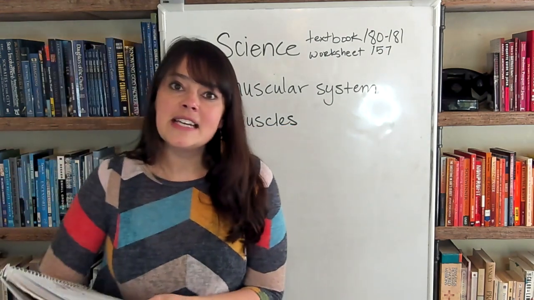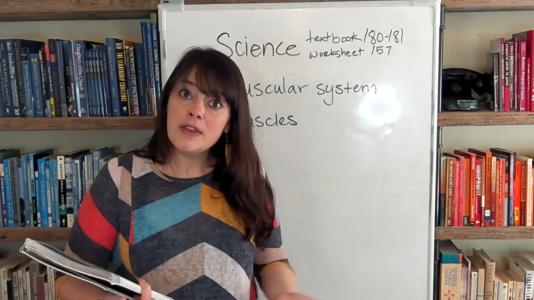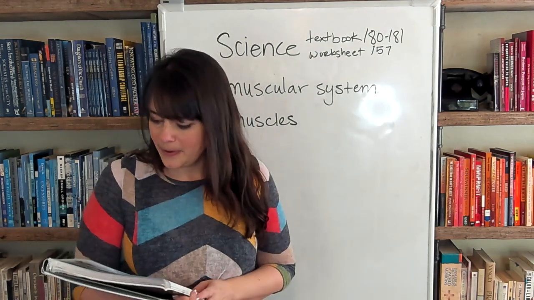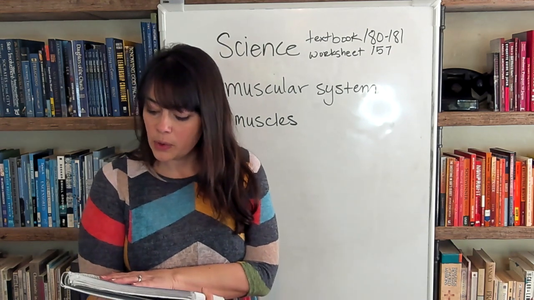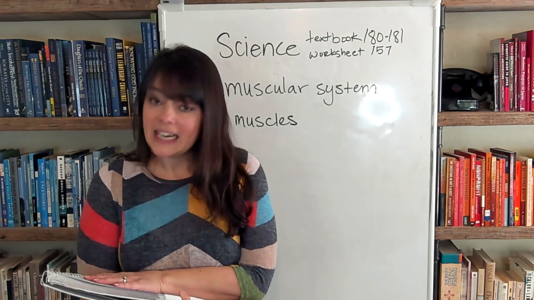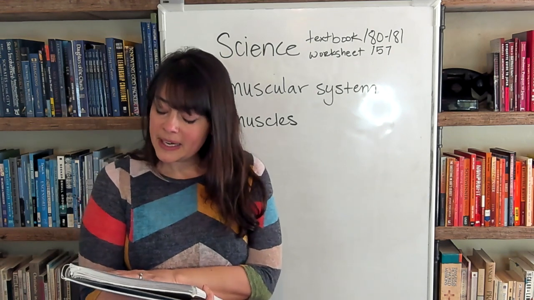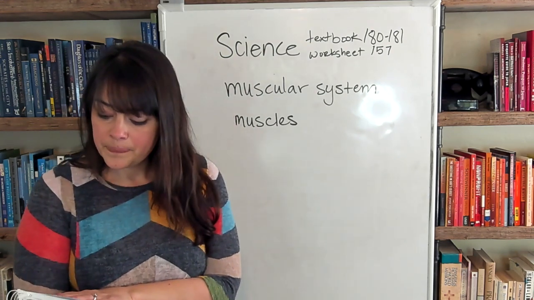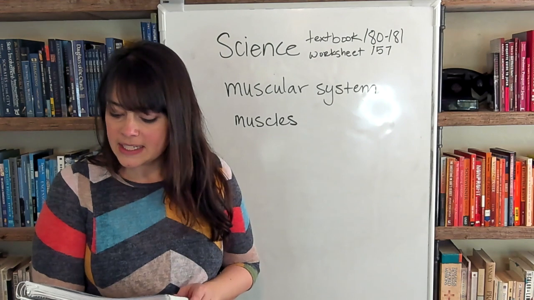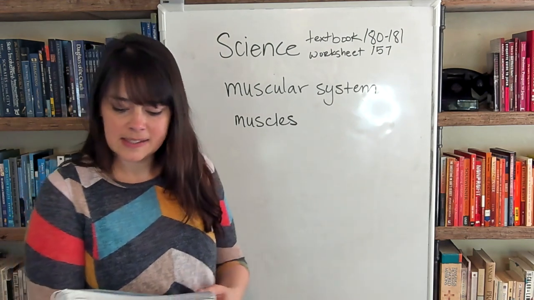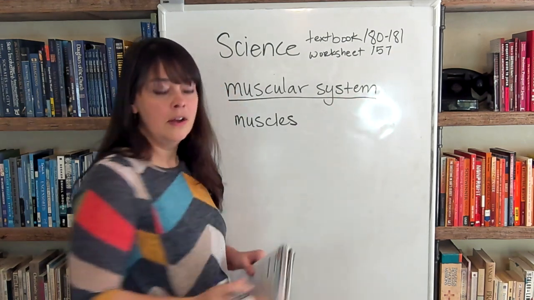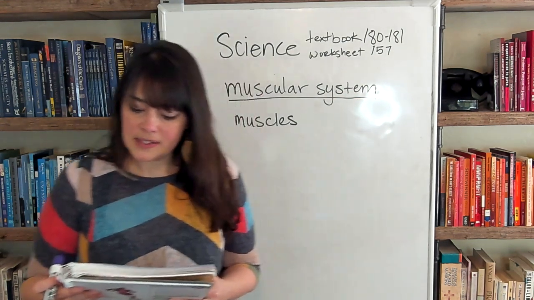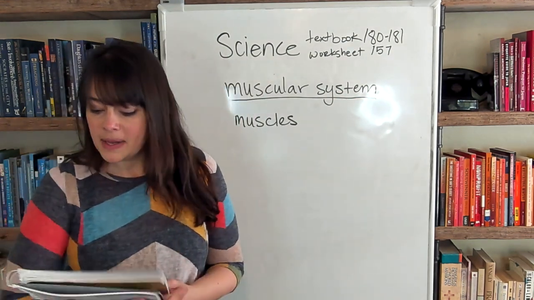Now, let's read this together. I want you to have your book open and with you while I read. Let's look at it together. The muscular system. Your skeleton supports and protects your body. It allows your body to move, but it cannot move on its own. All the muscles in your body work together in the muscular system, right? Get your pencil and underline. All the muscles in your body work together in the muscular system.